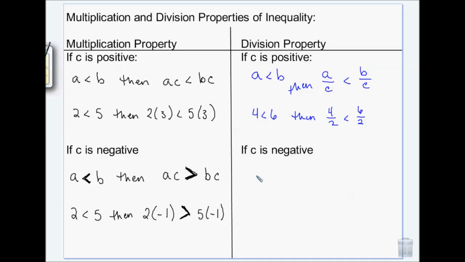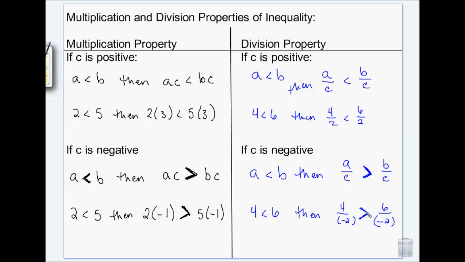Right? But if C is negative, again, I'm dividing both sides by a negative, I have to flip the inequality. And we'll use the 4 and 6 again. If I divide 4 by negative 2 and 6 by negative 2, that makes negative 2 and negative 3. Negative 2 is actually greater than negative 3. So the rule is anytime you multiply or divide both sides by a negative number, you flip the inequality.